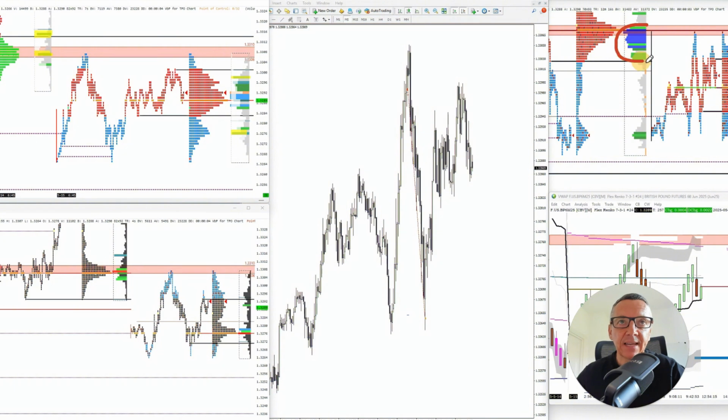So this area here, this red mark here, is the point of control, and this area here facing the TPO is the volume profile. This means there's a lot of volume in the previous day that's happened in this area. And this red line means it's where price spent the most time in the previous session. Hopefully that makes it clear.